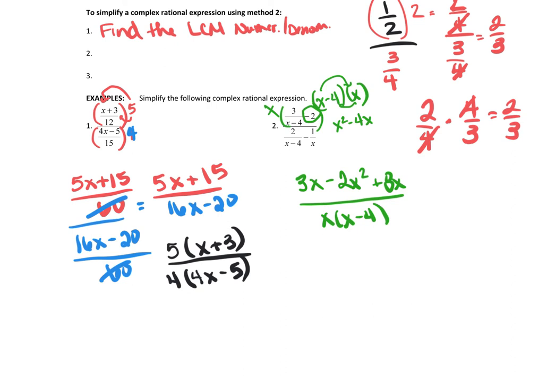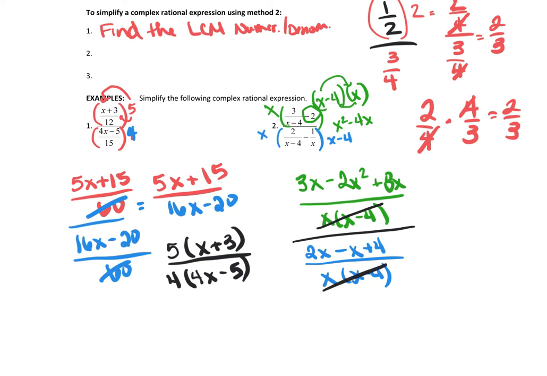Bottom already has both those factors. So what I need to do is simplify to get what it's missing. So this one is missing the x term. This one is missing the x minus 4 term. So when I do that, I'll get 2x minus, and look, it's negative 1 times x, negative 1 times negative 4, positive 4, all over x times x minus 4. And so again, notice, same denominators, we can cancel them out.